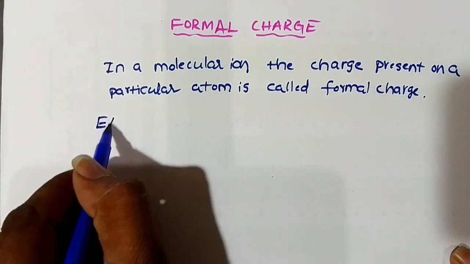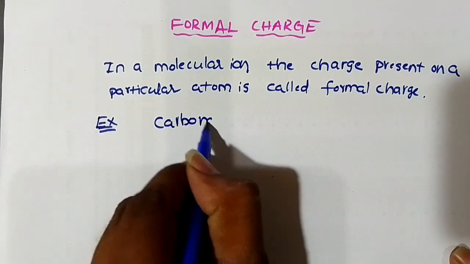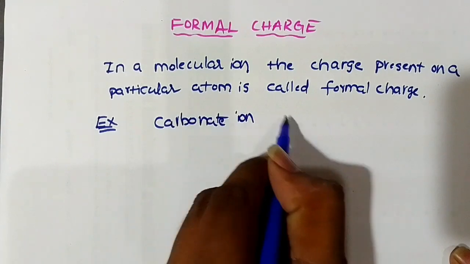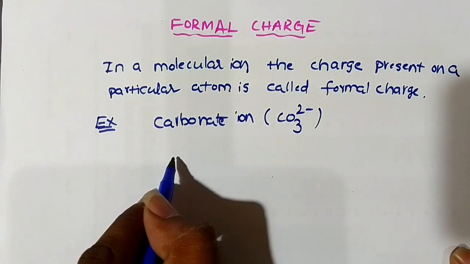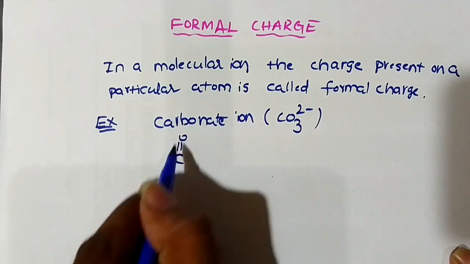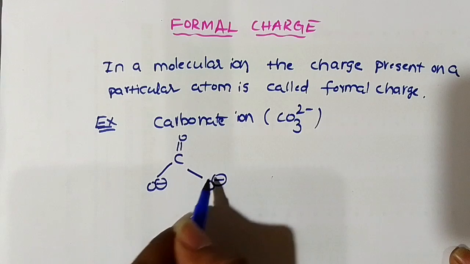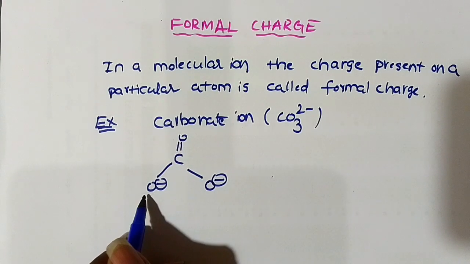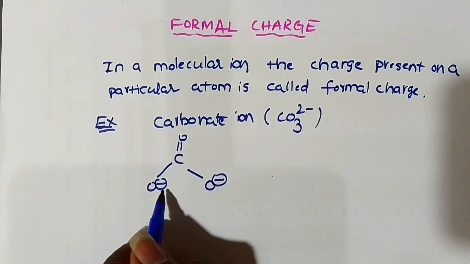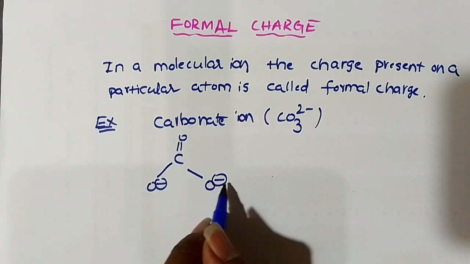For example, I am taking carbonate ion, CO3 2 negative. When you observe the structure of carbonate ion, C double bond O, negative charge O, negative charge O. This is the structure of carbonate ion. Now this negative charge belongs to this particular oxygen atom. This negative charge is called the formal charge.